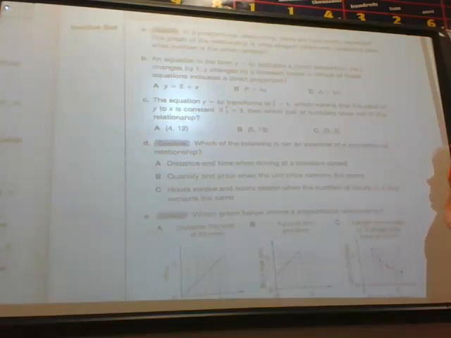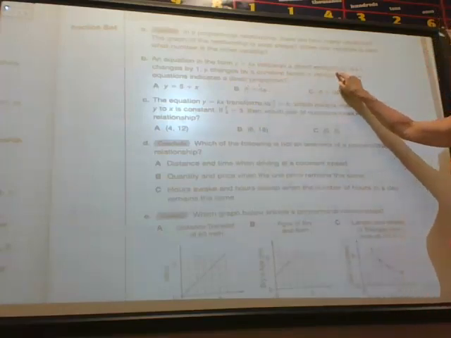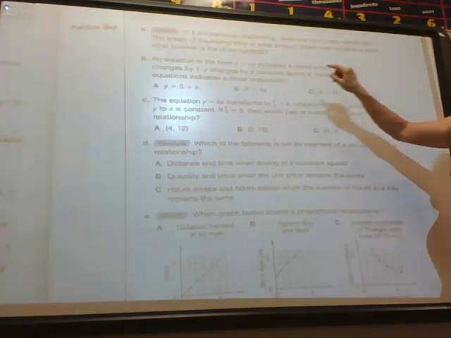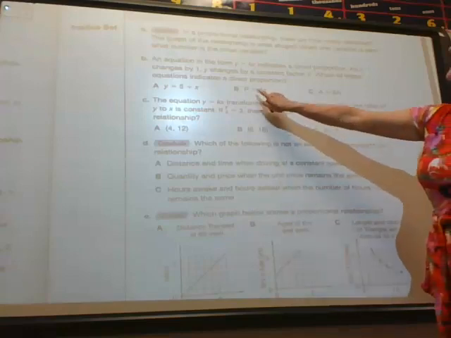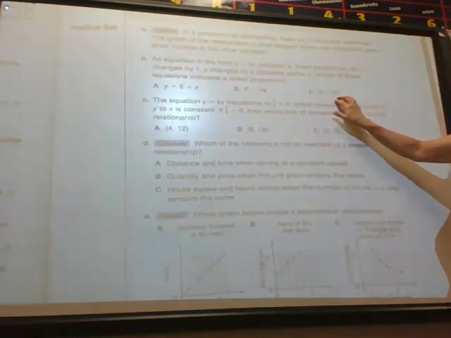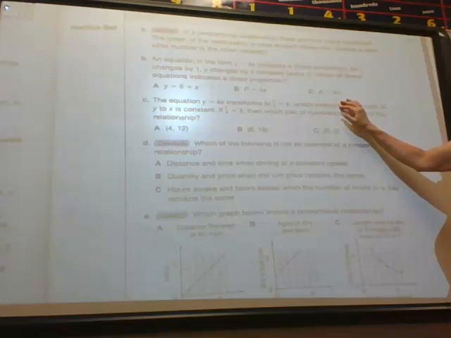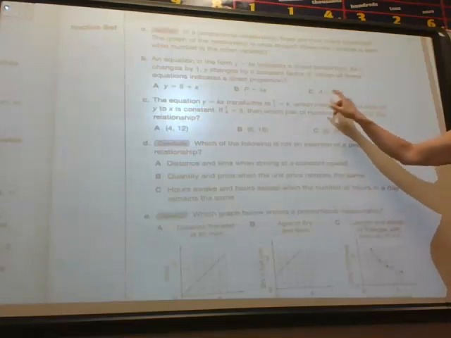All right, B, an equation in the form y equals kx indicates a direct proportion. As x changes by 1, y changes by a constant factor. So which of the equations indicates a direct proportion? B. Okay. Now you may wonder about this one, but this is not a constant, right? Base and height can be different for every problem, so that is not going to work. All right, because you have to have 2 variables.